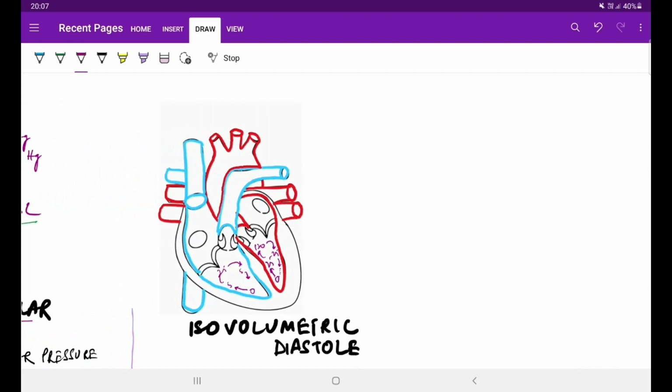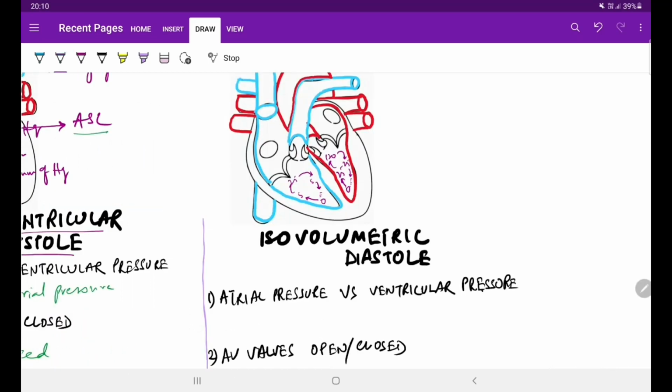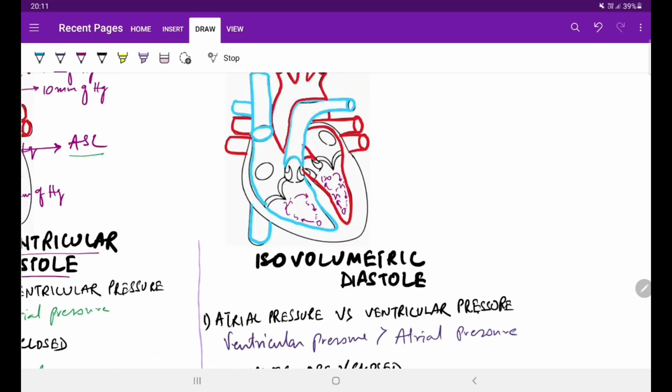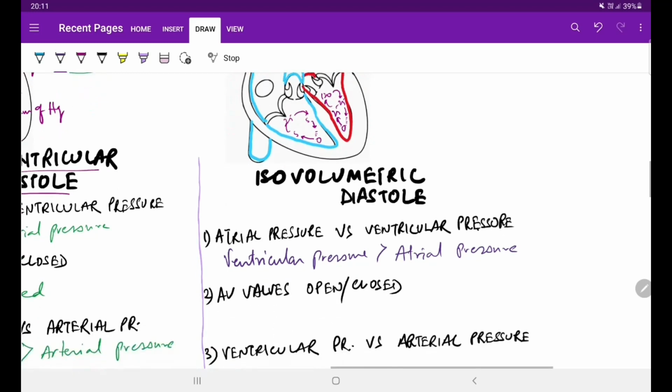write down our observations in the tabular form as we have done till now, under the first point, that is the atrial pressure versus ventricular pressure, we can easily write that ventricular pressure will still be higher as compared to that of the atrial pressure, because ventricular pressure is coming back to 0, but atrial pressure is already at 0 mm of mercury. At the same time, the AV valves, that is the mitral valve and the tricuspid valve, what will happen to them? Will they open? No, the mitral valve and the tricuspid valve will remain closed.